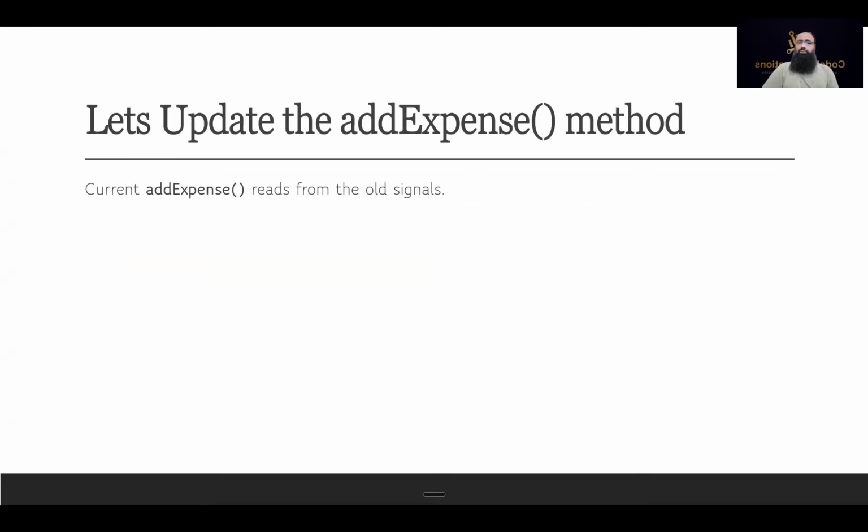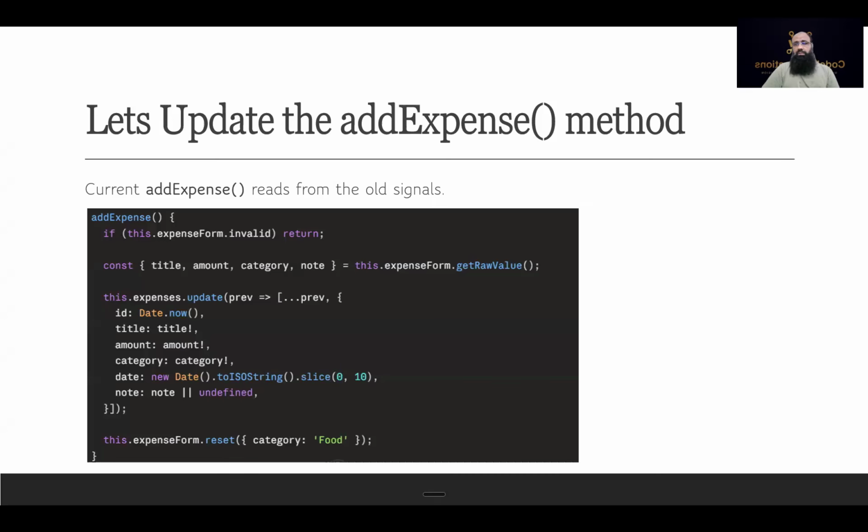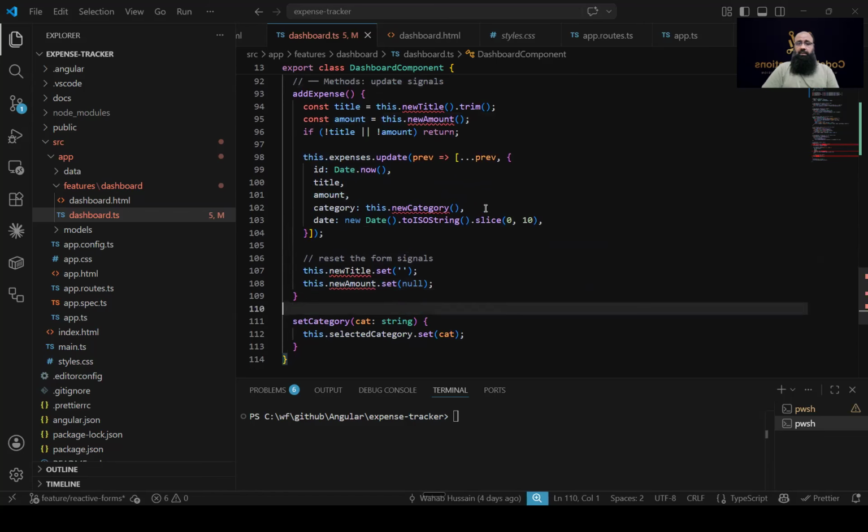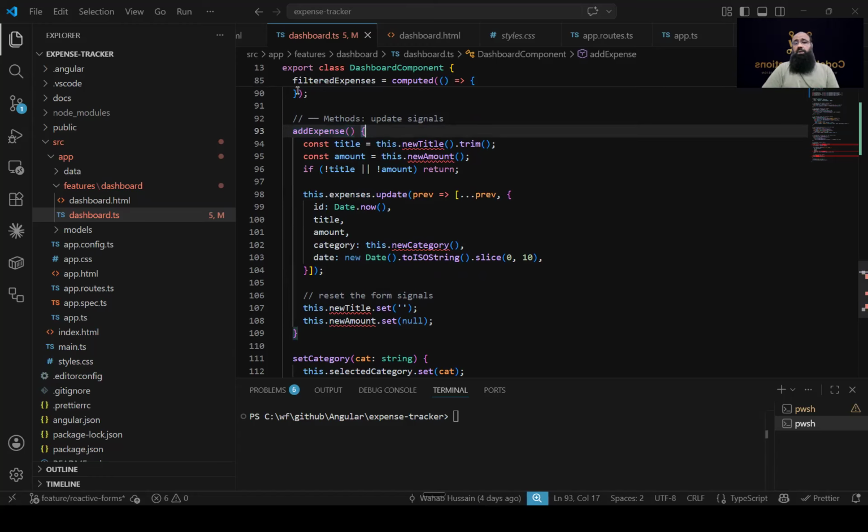And what we need to do further is update the add expense method. Let me quickly show you the current one. This is the new one. If you look at the old add expense method, it was getting the title from the signal, the value of the signal, and then the amount, and it was trying to assess whether they were empty or not. And based on that, it was working.